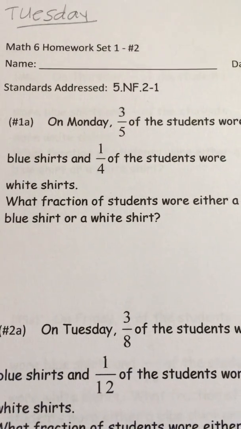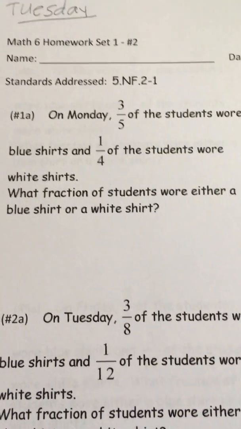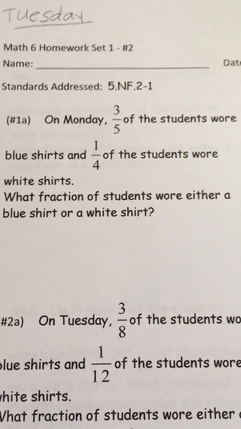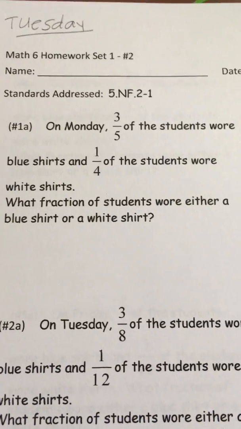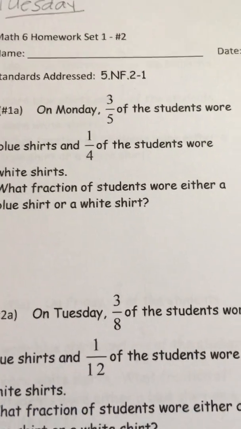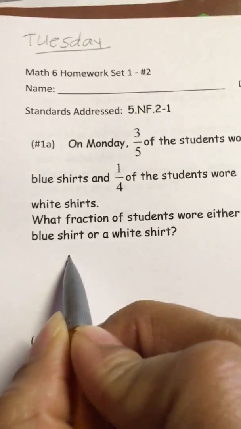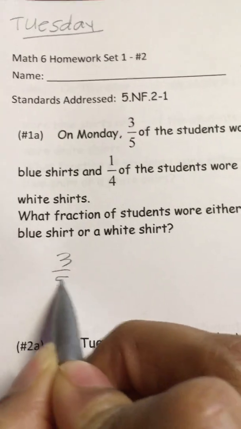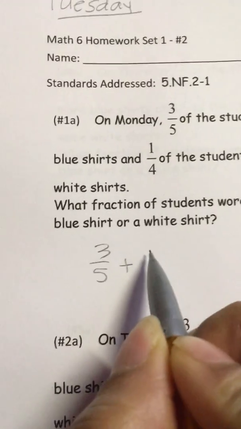First, we have to determine what operation to use. Since the question wants to know what fraction wore blue or white, that means we would need to add the two fractions together. So 3/5 plus 1/4.